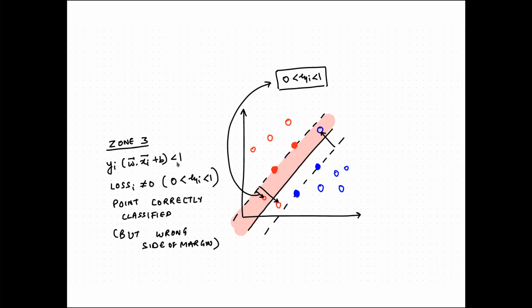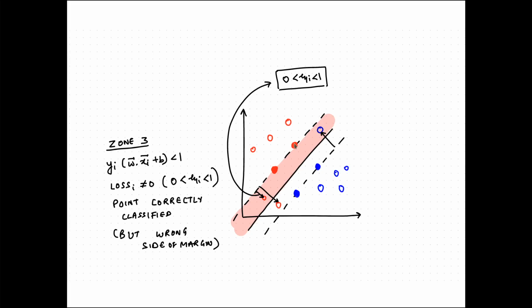Yeah, we'll come to that. So we're looking at points in this particular red area, and we're looking only for the red points. Don't look at this blue point for now. When we look at this particular red point, this point is correctly classified, because the classification is decided based on which side of the separating hyperplane you are, and this is on the correct side of the separating hyperplane, but it is on the wrong side of the margin, right?